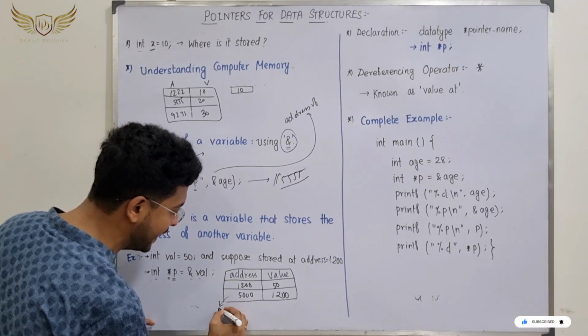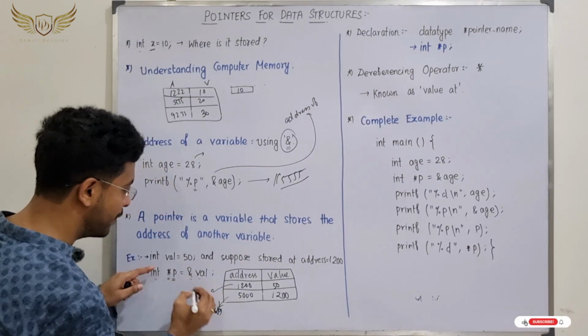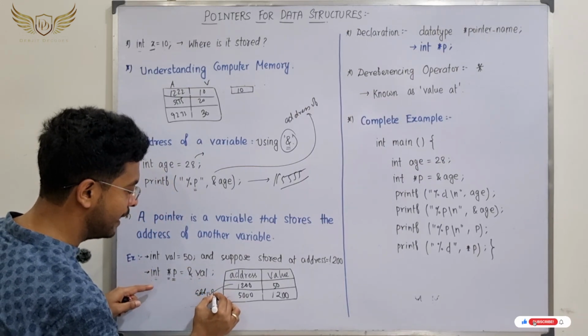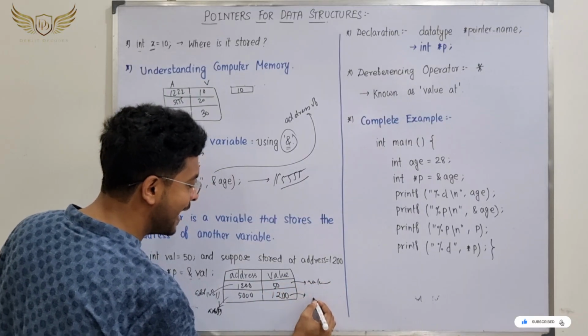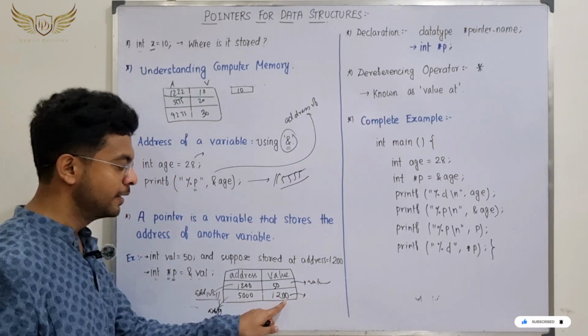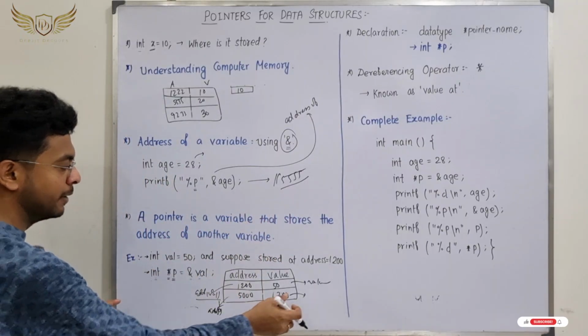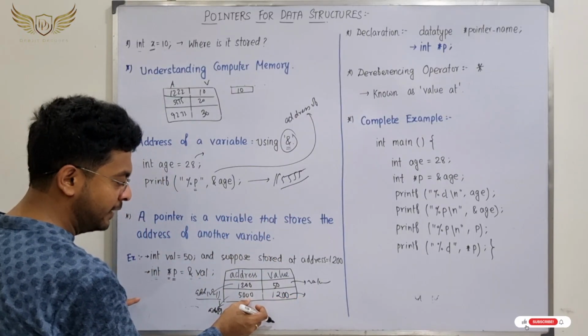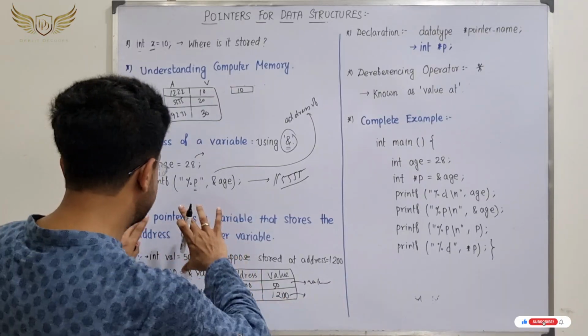This is the address of p, right? This is the address of val. This is the value of val, and this is the address of val. So this address of val, this is what I am saying: a pointer is a variable that stores the address of another variable. So this pointer's location is storing the address of this val. As simple as that. This is the meaning of pointer.